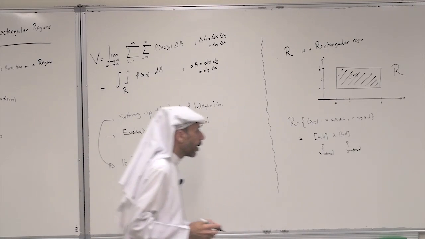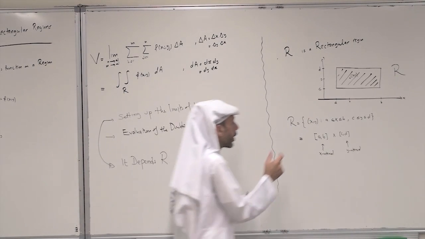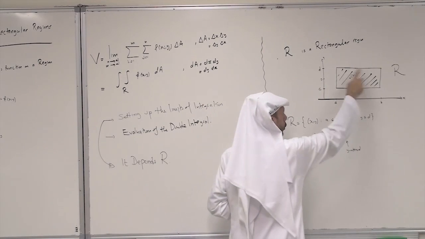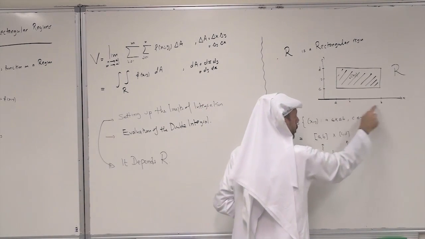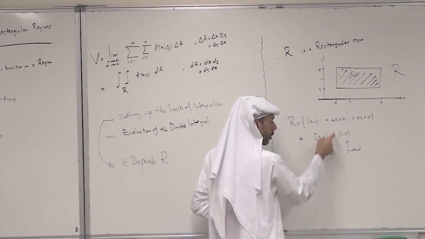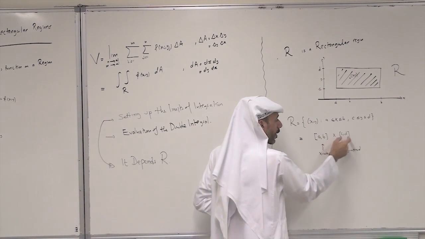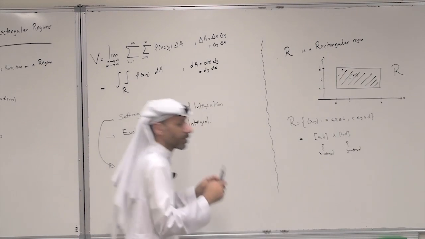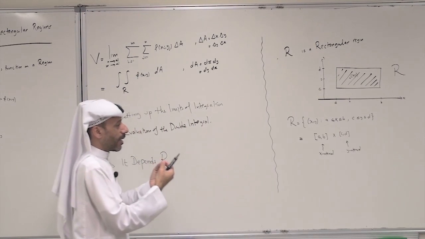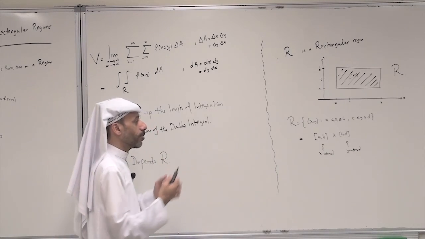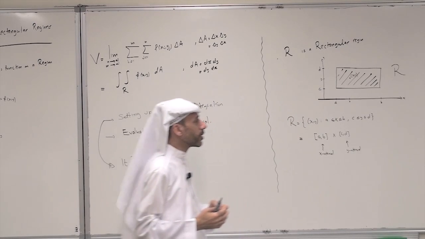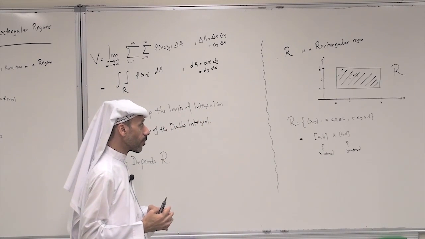So this is one way. The other way is just to take the x interval times the y interval. So the x interval of the rectangular region is [a, b]. So this is the x interval times, or across, the y interval, which is [c, d]. So this is another way to describe or to write a rectangular region in mathematics. So these are the simplest regions in the plane.